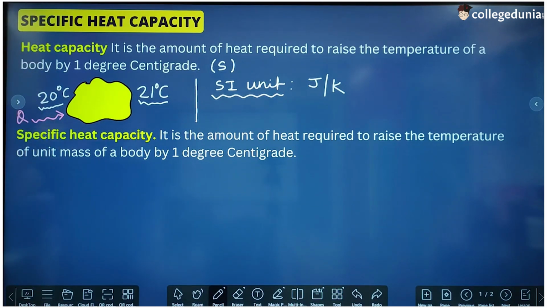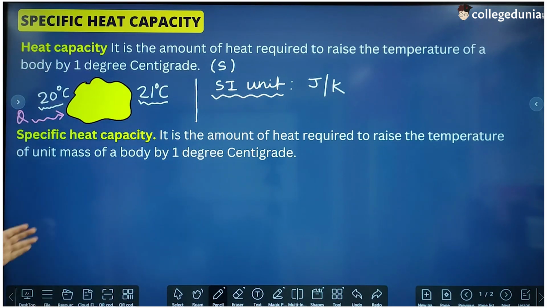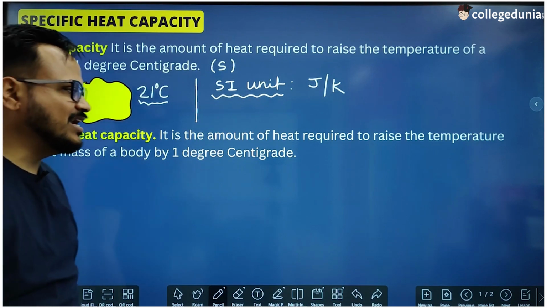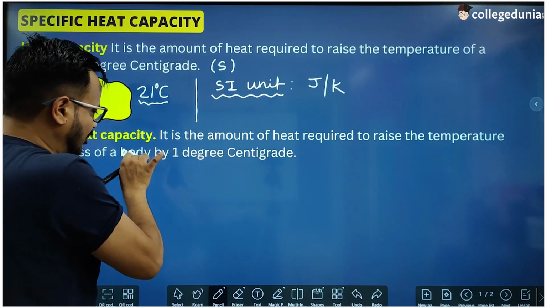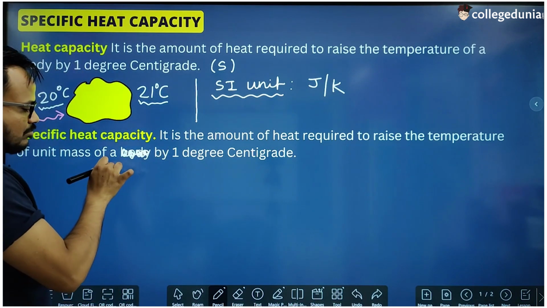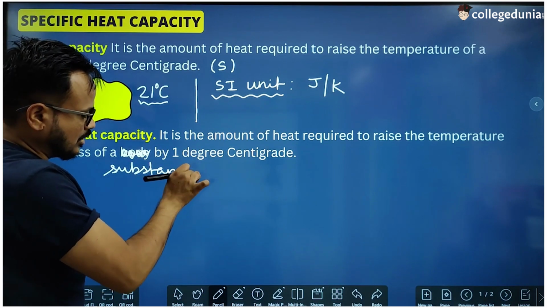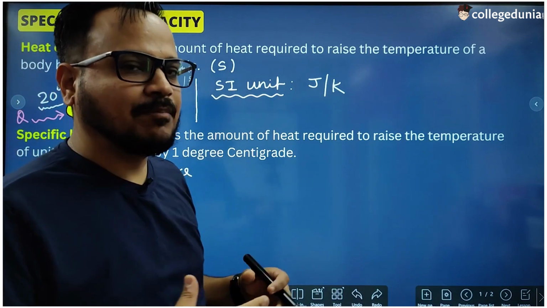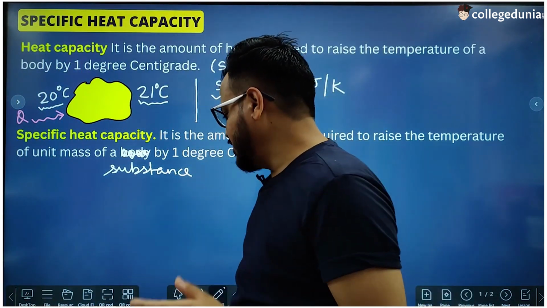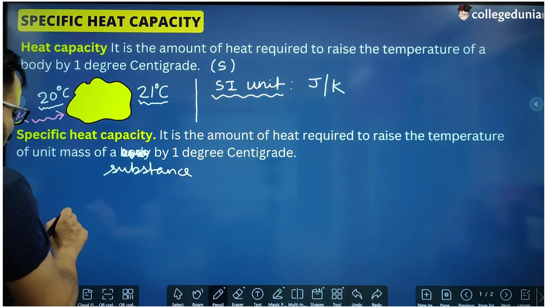Okay. Now let's come to specific heat capacity. Specific heat capacity is the amount of heat required to raise the temperature of unit mass of a body by 1 degree centigrade. Or we should write substance, not the body, because specific heat capacity is not the property of the body, it is the property of the material. We will again come back to the definition, but let's take a situation first.